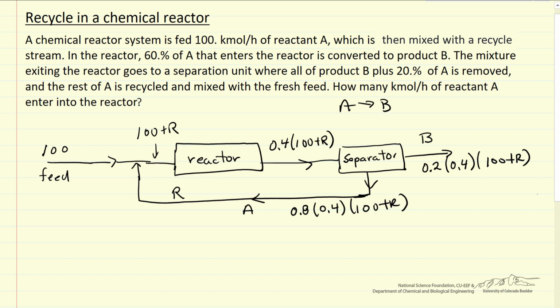And so the question is, how many kilomoles per hour of A enter the reactor? So keep in mind all these numbers that I've written down are kilomoles per hour. Well, this is the recycle stream. So 0.8 times 0.4 times (100 plus R) is equal to R, which means we can solve for R.